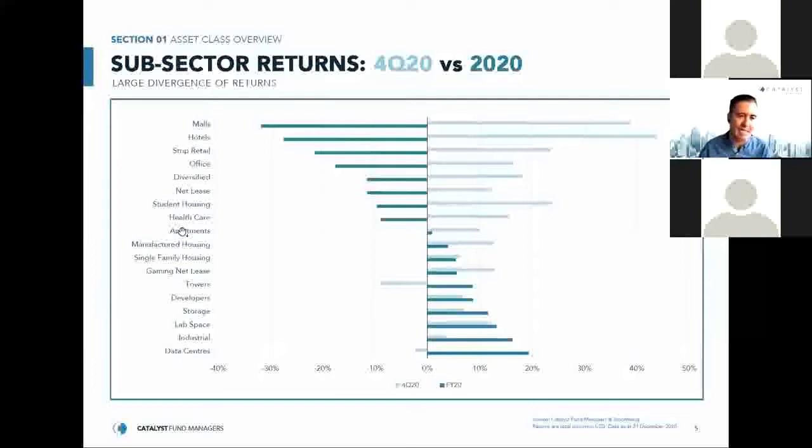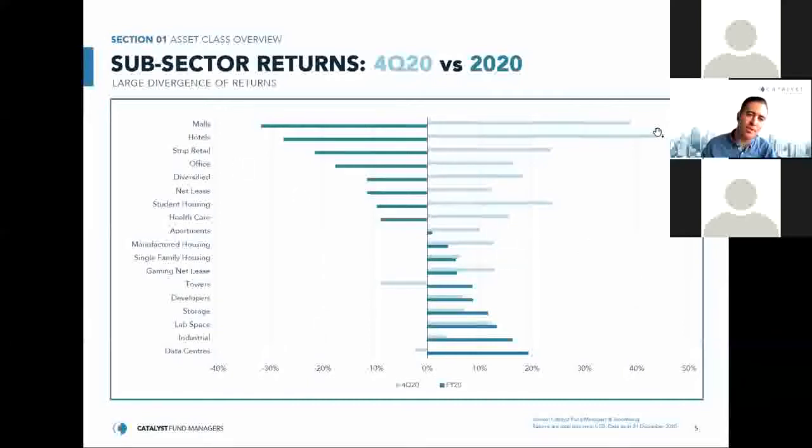Each of these sectors has different economic drivers. Some of them will do well in a high growth environment. Others will do well in a low growth environment. The point I just want to emphasize here is that global listed real estate in particular is a very diversified and broad opportunity set.